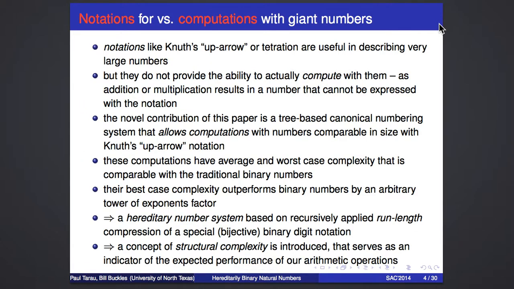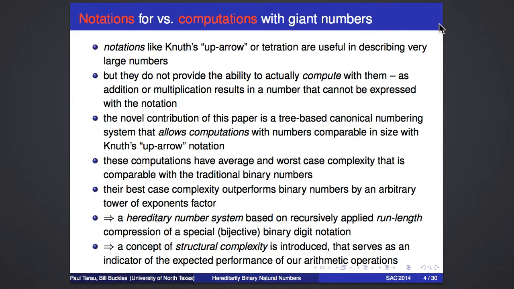So, notations versus computations with giant numbers. Notations like Donald Knuth's up-arrow or tetration are useful in describing very large numbers, but they do not provide the ability to actually compute with them, as addition or multiplication results in numbers that cannot be expressed within the notation. So this is not closed under the usual arithmetic operations.